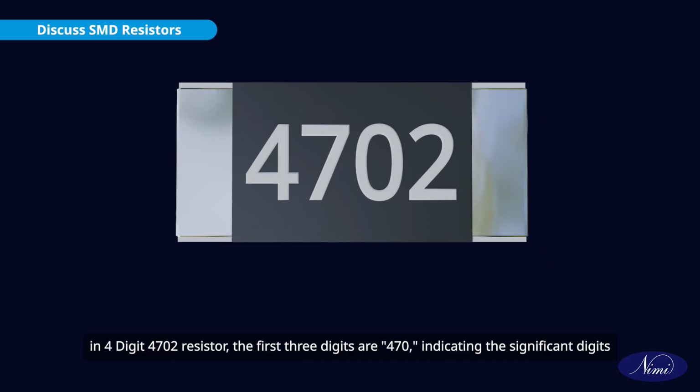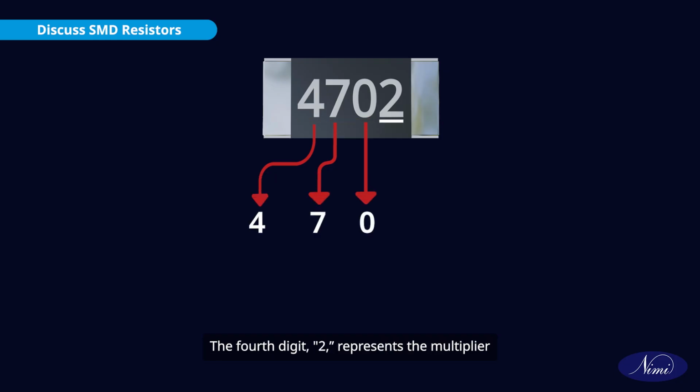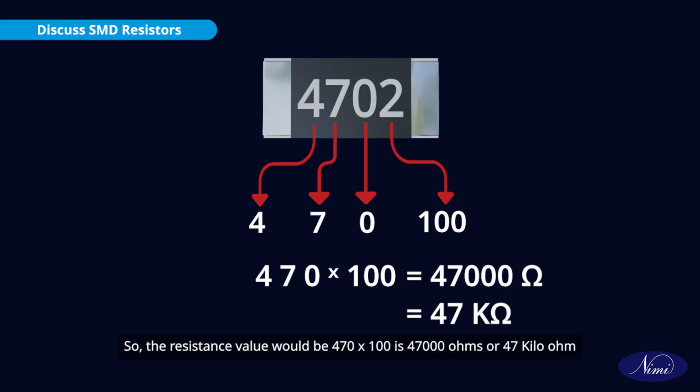In 4-digit 4702 resistor, the first 3 digits are 470, indicating the significant digits. The fourth digit 2 represents the multiplier. In this case, it stands for 10 to the power of 2 or 100. So the resistance value would be 470 into 100 is 47,000 ohms or 47 kilo ohm.